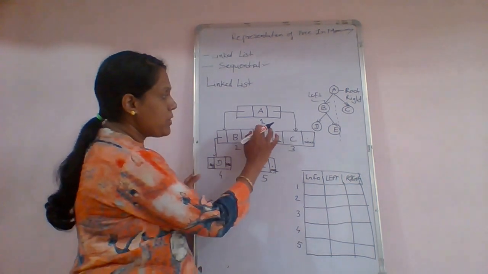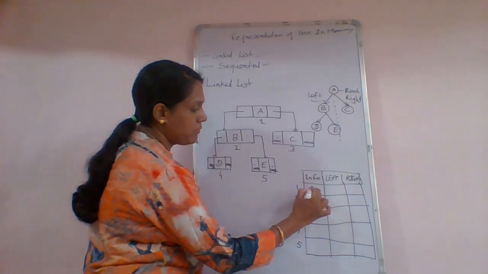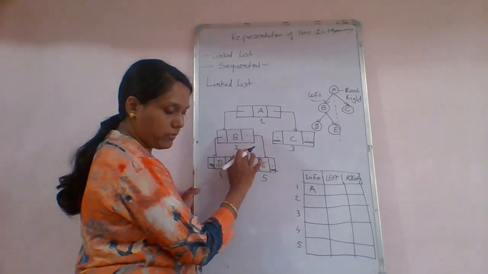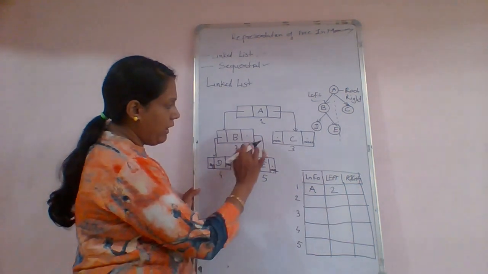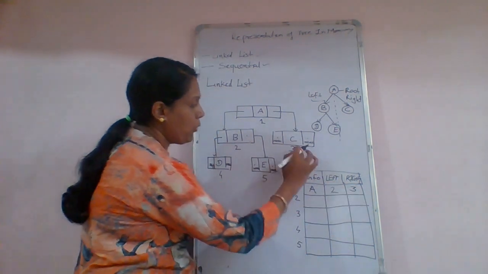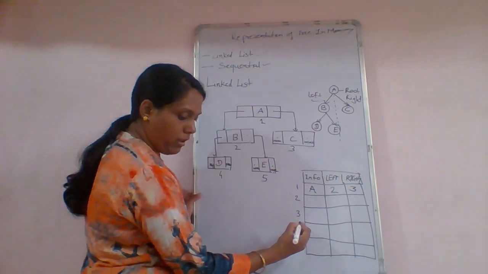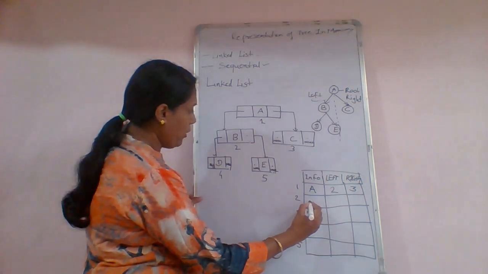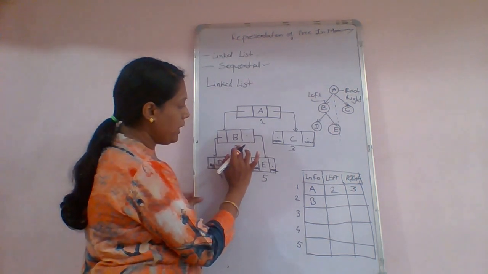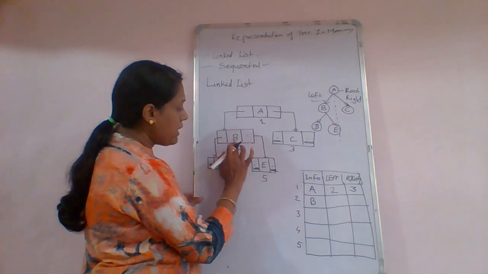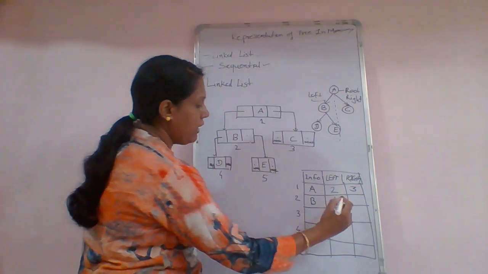Okay, so the first node is A. In A, the information is A. At the left, what is the left? It is the second. And at the right, the third node is there. Okay, I will go to the second. We'll come to the second part. The information of the second is B. The info part of the second node is B. Now the left side of B is 4 and the right side of B is 5.